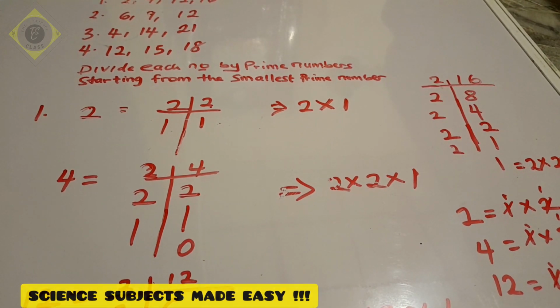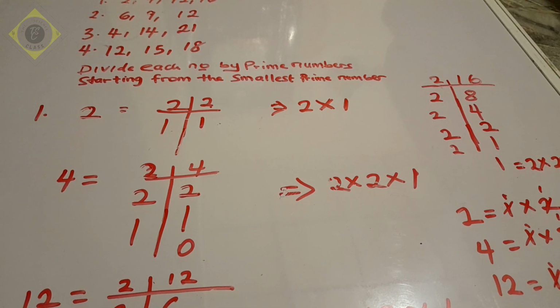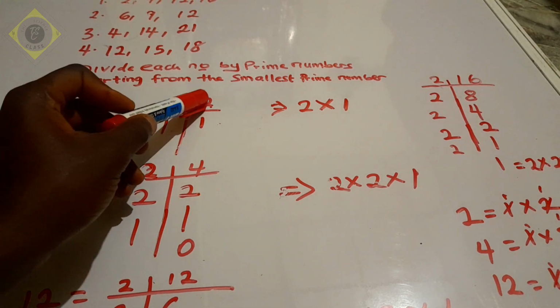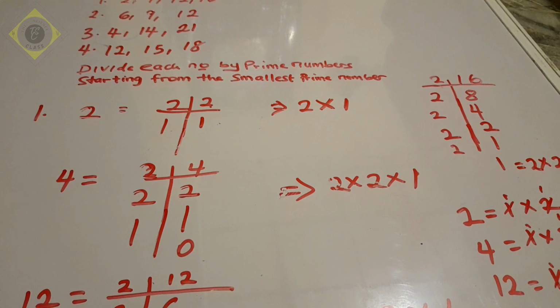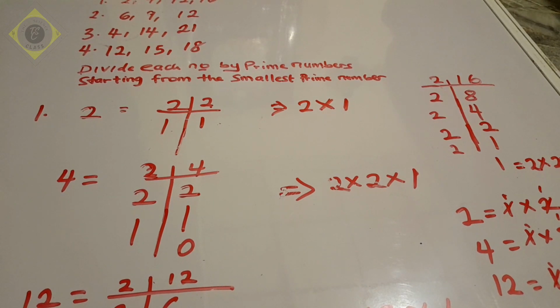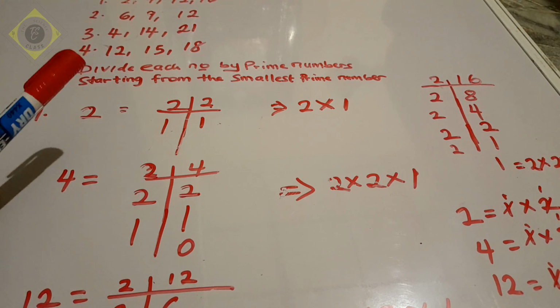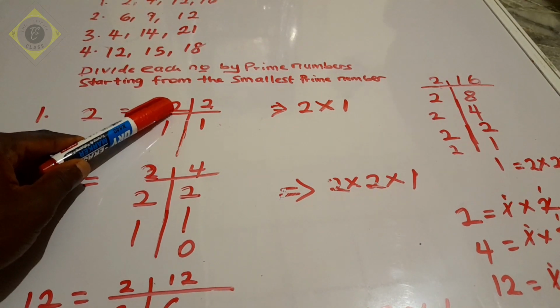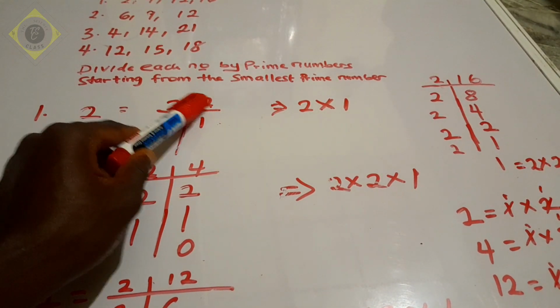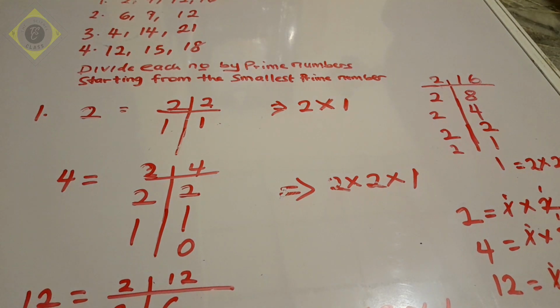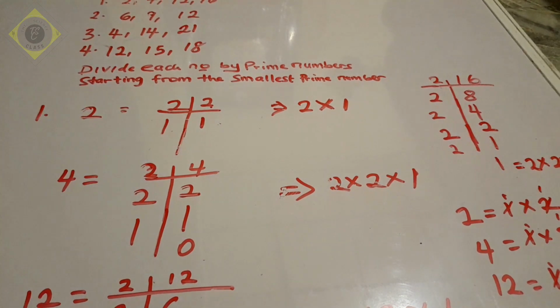So we can see here, the first number here is 2. Now, this 2 and the first prime number is also 2, as I told you the other time. So you pick the smallest prime number and check if it can go in 2. So 2, this 2 divided by this 2, it can go 1 time.